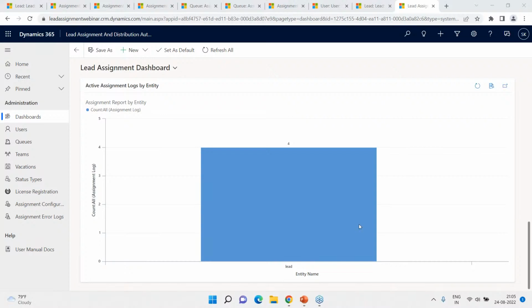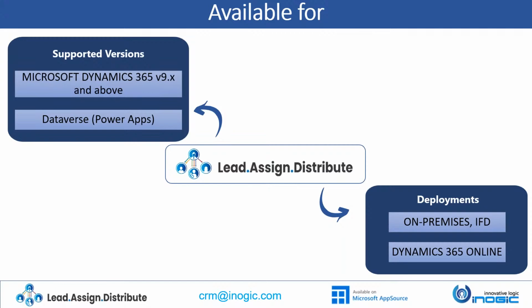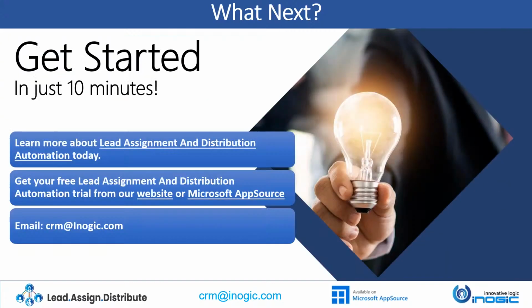Let me switch back to my PowerPoint show. The lead assignment and distribution automation is supported from CRM version 9.x and above, and it is supported on-premise as well as in online environments. So if you are impressed with the lead assignment and distribution automation and you want to get your hands on it, it's really simple. You can go to the Microsoft AppSource and search for lead assignment and distribution automation. Also, you can download it from our website, www.inogic.com, and then import the solution. In either case, you will have a fully functional 15 days trial to get hands-on with the application.